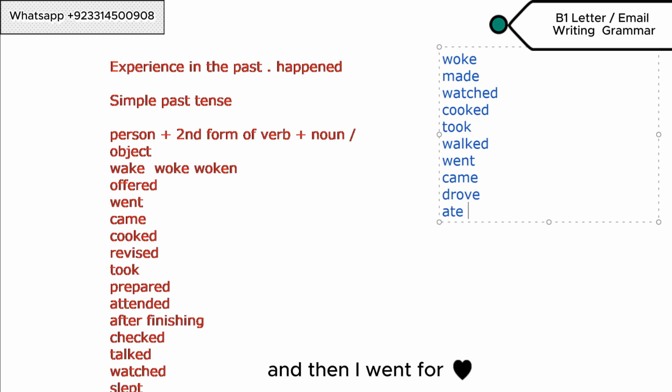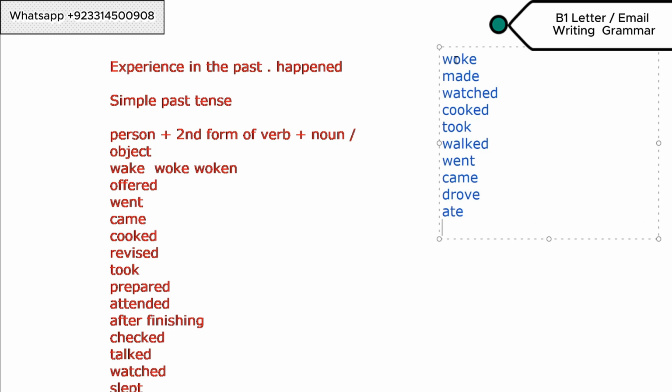Okay. And then I went for... I slept, or I went for sleeping? Or I went to bed. So we say I went to bed. Ma'am, I want to ask: I went for sleeping, is it right or wrong? It's wrong. I went to sleep. You can also say I went to bed. Not bad. So this is called the simple past tense.